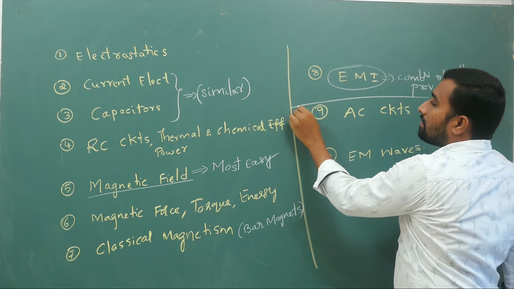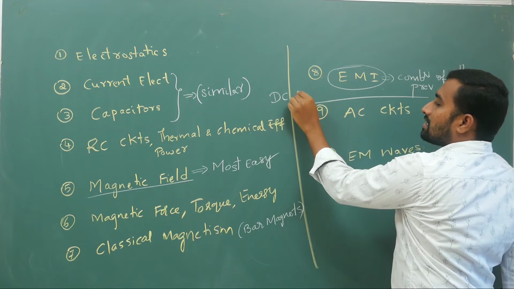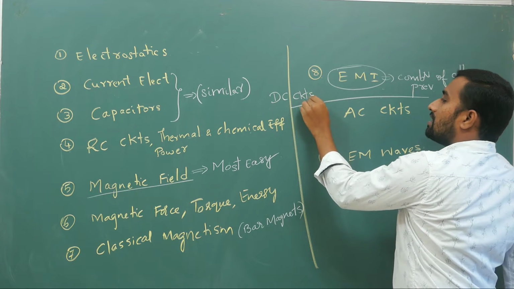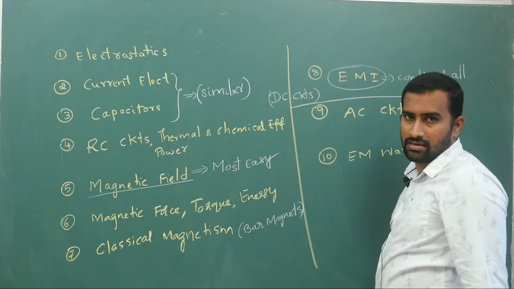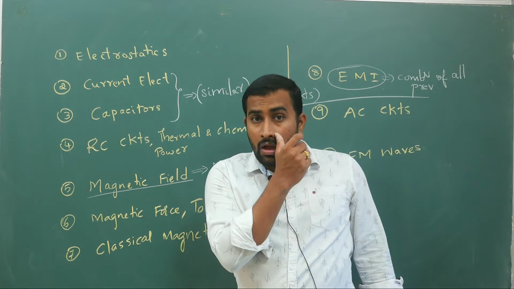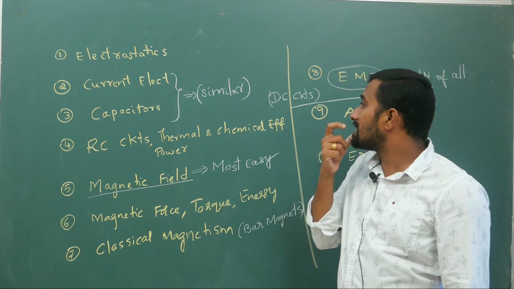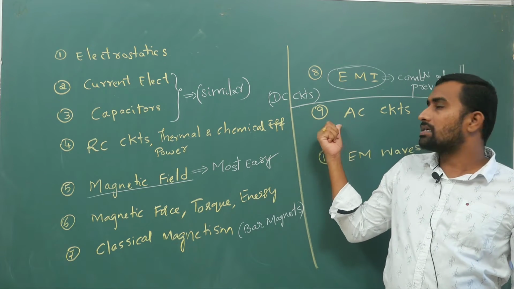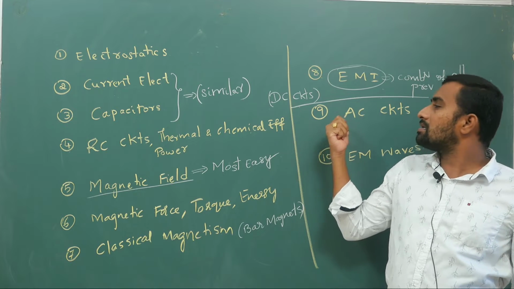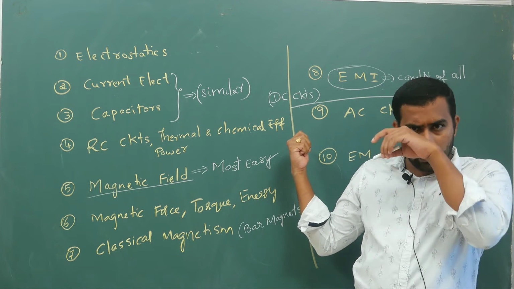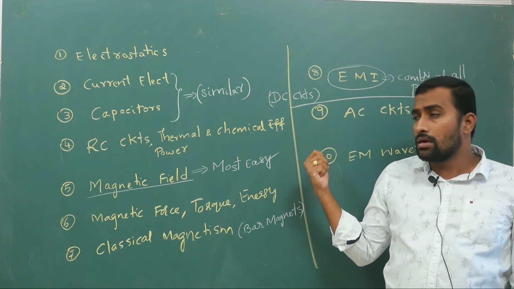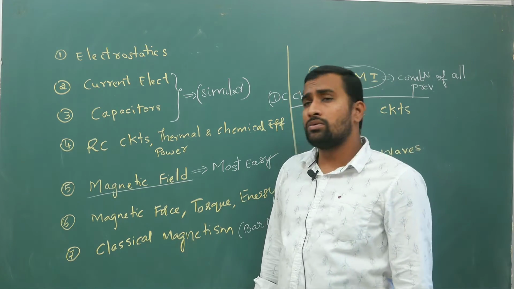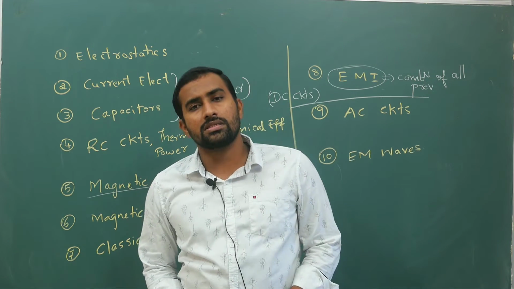Now till here we will deal with DC circuits. DC circuits in the sense of direct current. Current will have only one single direction in DC circuits. Now after this chapter we will enter the AC part, and the AC part is actually what we use in real life.